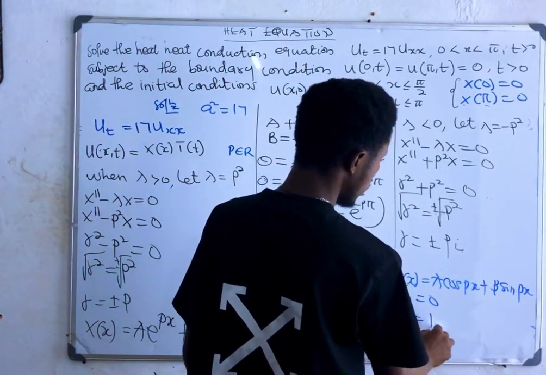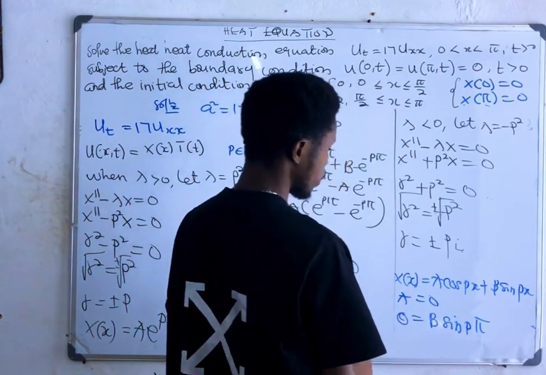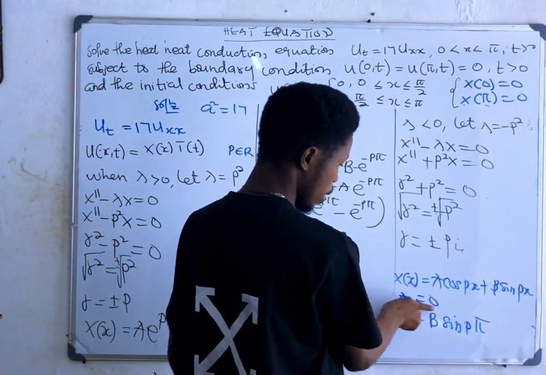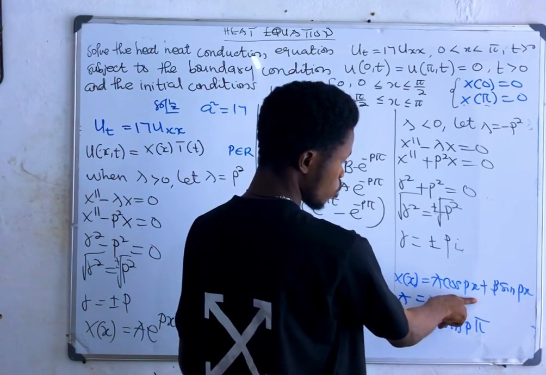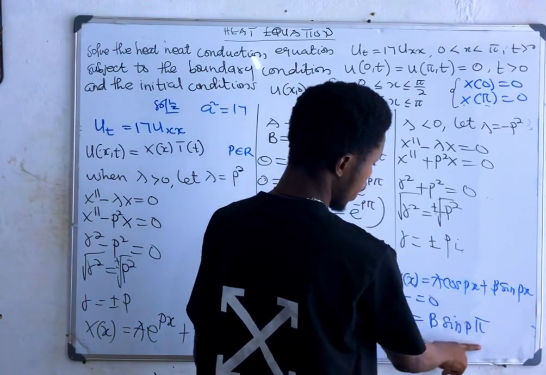B sine p pi. Because a is 0. You see, we had a to be 0. So if you multiply through it, everything goes to 0. So you don't need to bring it again. B is b. Then x is pi. So this is what you get.